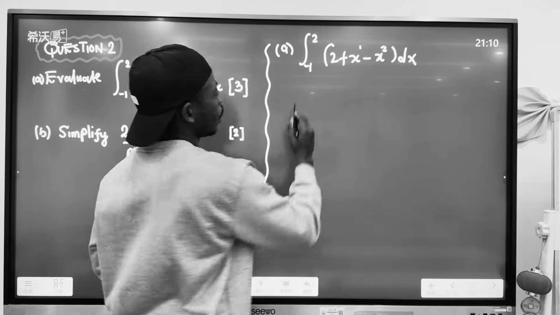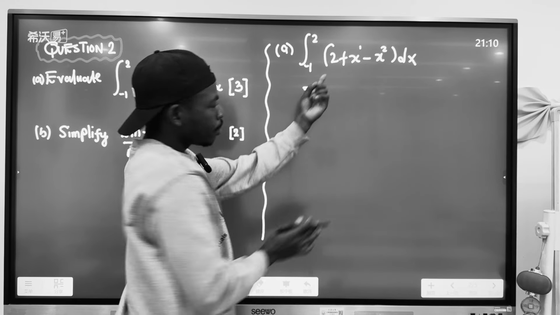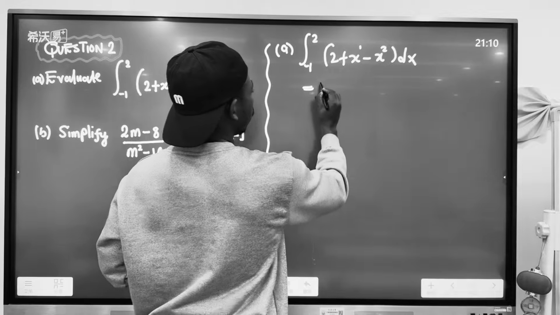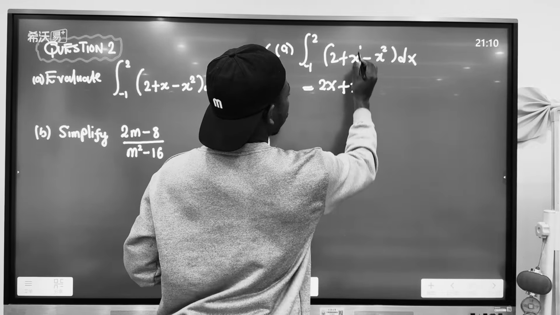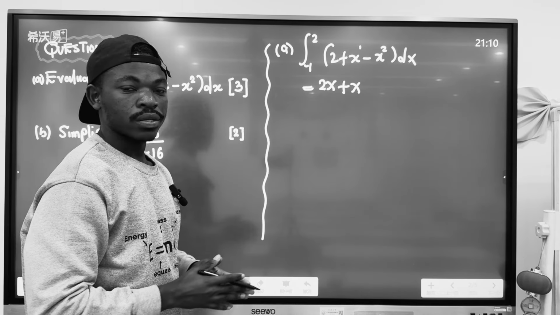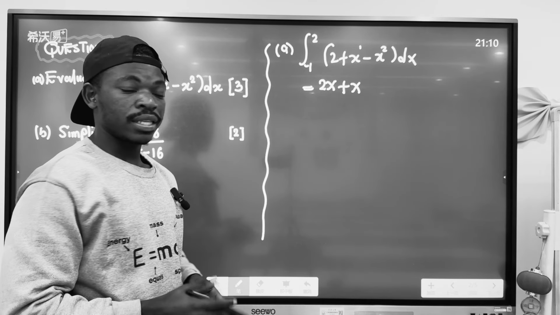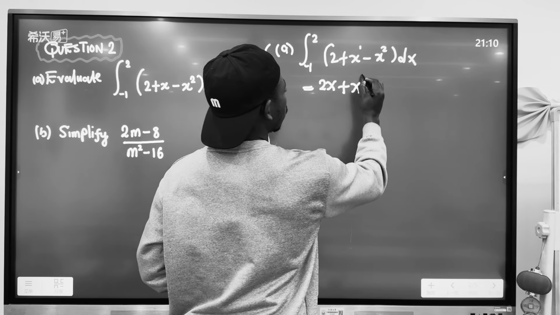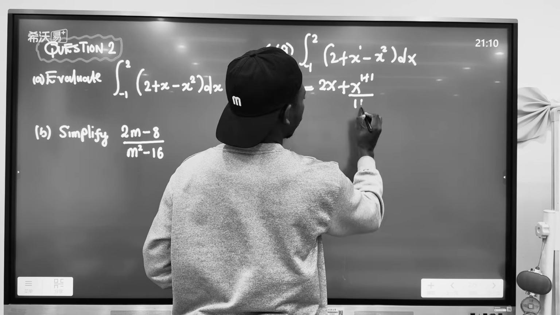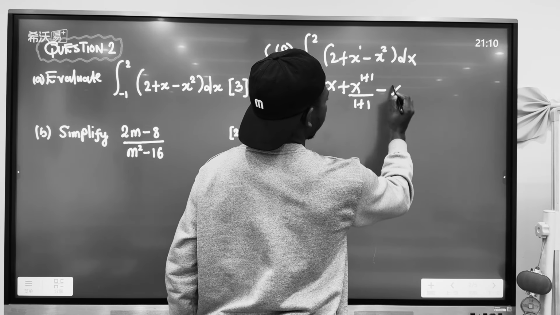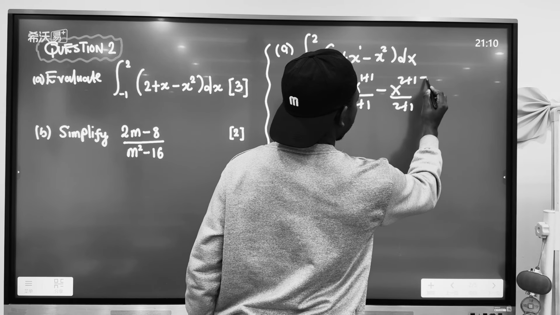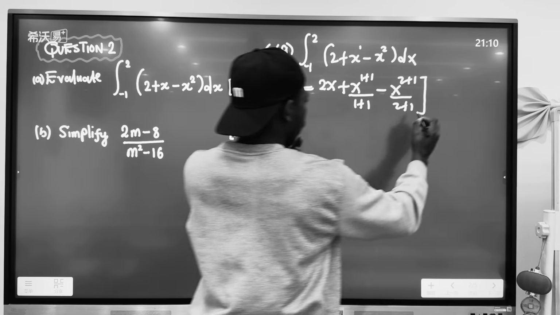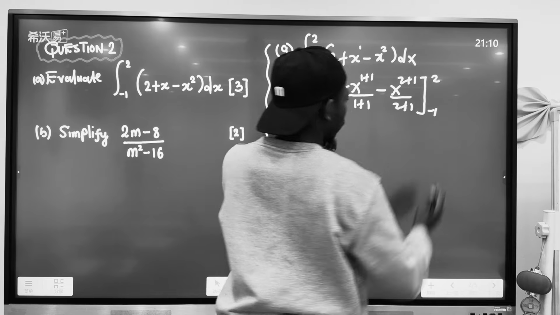This is a term without x, so it will be 2x, then plus x. You can see the power there is 1. So what do we do? We add 1, then we divide by the new power. So it will be x to the power 1 plus 1, over 1 plus 1. Then minus x to the power 2 plus 1, over 2 plus 1. Then we integrate from -1 to 2, like that.